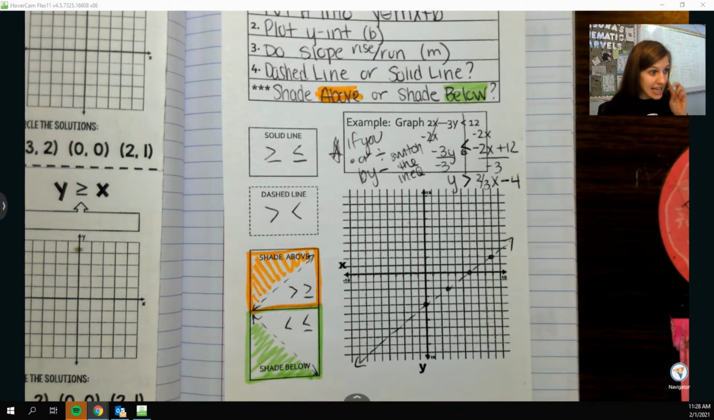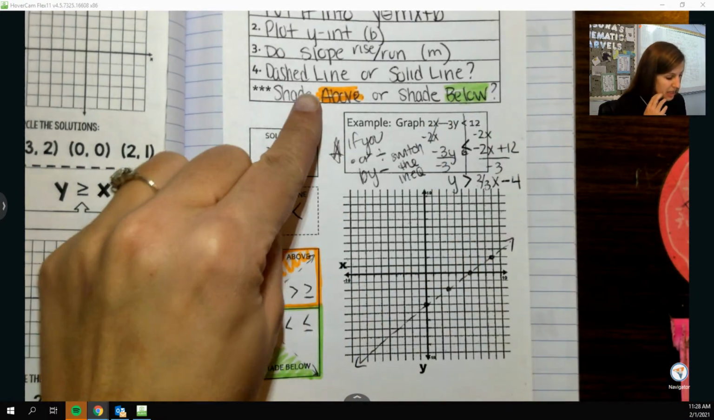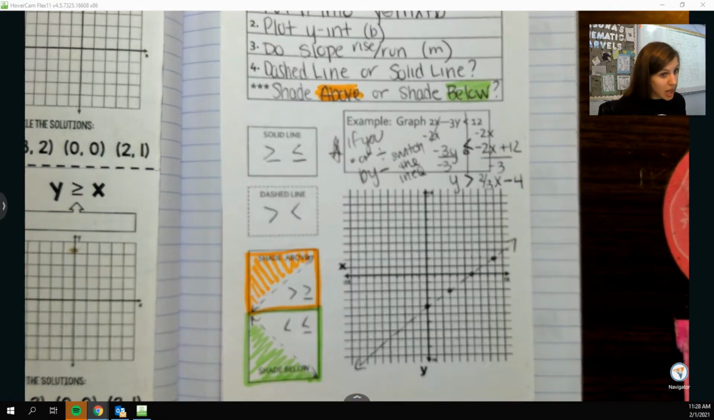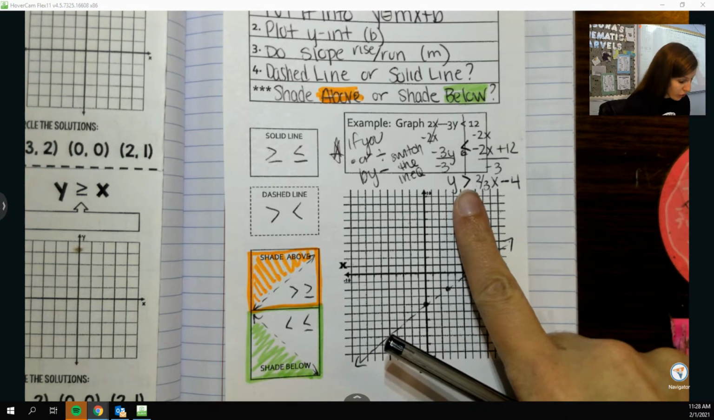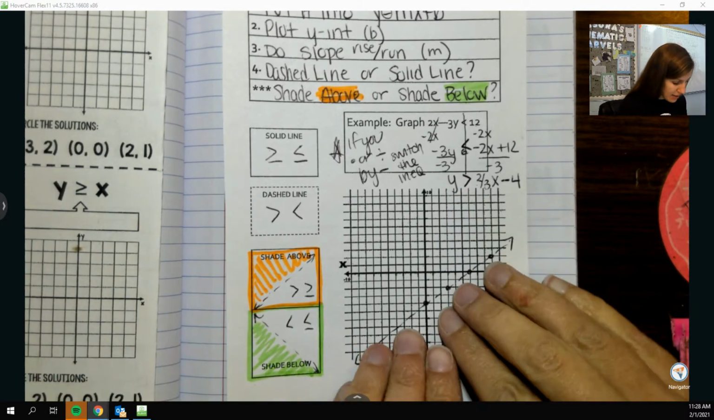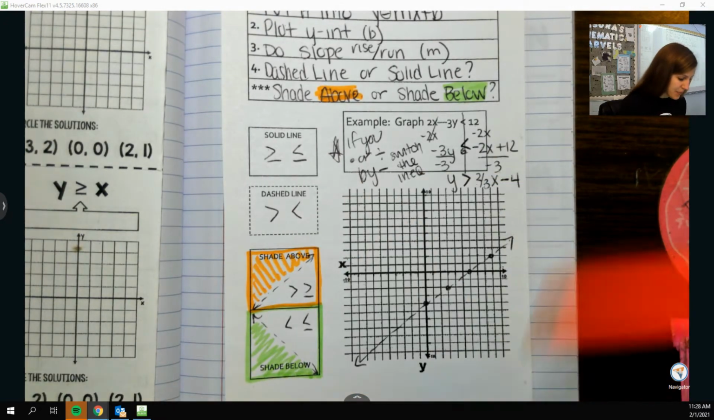And then I need to think about shading. Will I shade above or will I shade below? Since this is greater than, I shade above. So that's all this stuff up here.